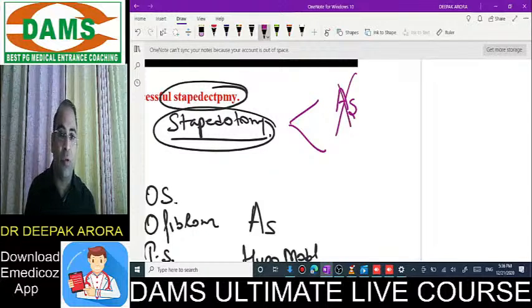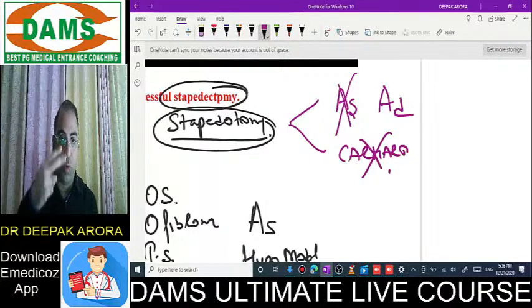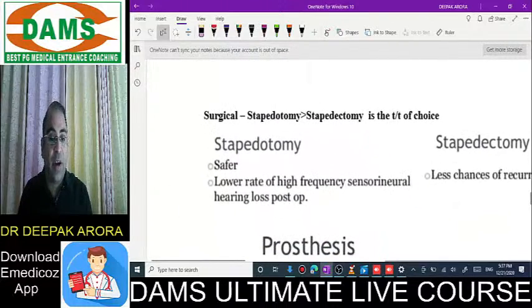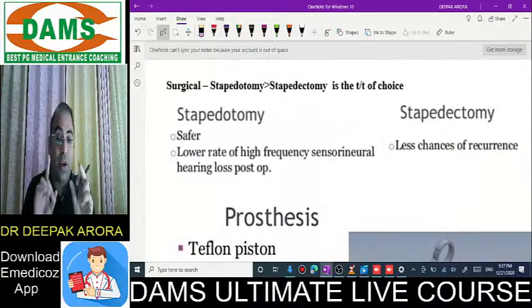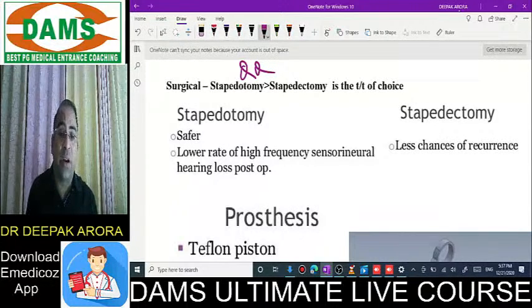Now beta, you tell me, you remove the stapes. There is an ossicular discontinuity. So the graph will be Ad graph. Graph will be Ad graph. And what is the other point? The other point is Carhart notch. The Carhart notch will disappear. Two important points: after stapes surgery, the graph will shift from As to Ad. It is hypermobile now, and Carhart notch will disappear. Clear? Surgical treatment: if the examiner gives you the word stapedotomy, it is a better option. Stapedotomy is much better than stapedectomy.